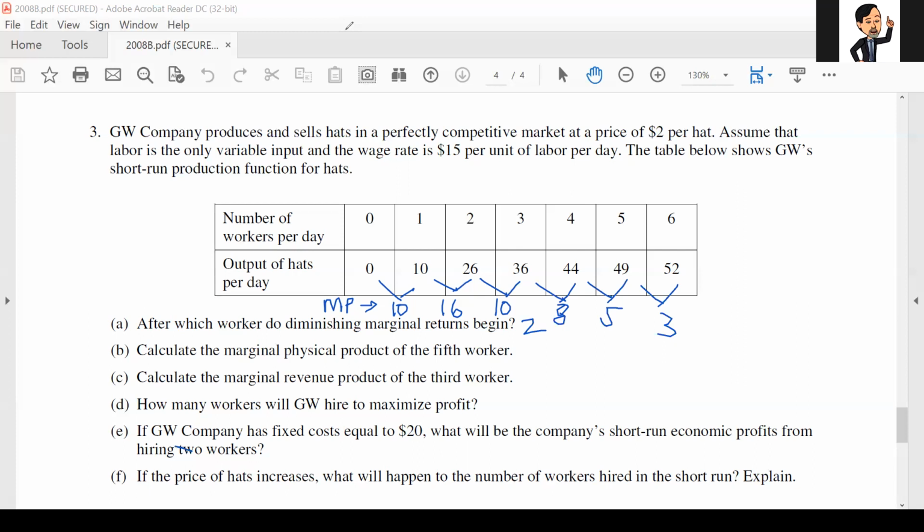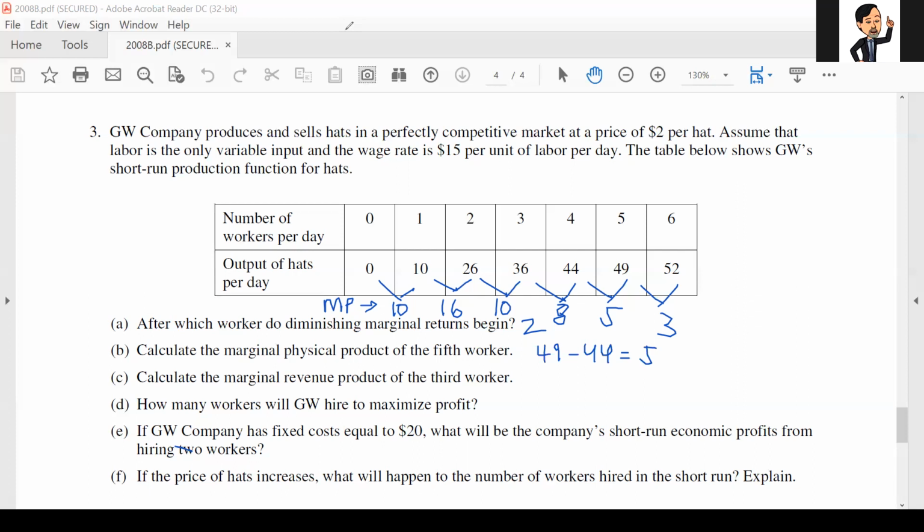All right, so calculate the marginal physical product. Marginal physical product is literally how much physical output did our fifth worker create. So what did we get when we hired our fifth worker? 5 extra units. So the answer to part B is 5. Yes, if it says calculate, show your work. So what you want to do right there is 49 minus 44 equals 5. Okay, so there you go.